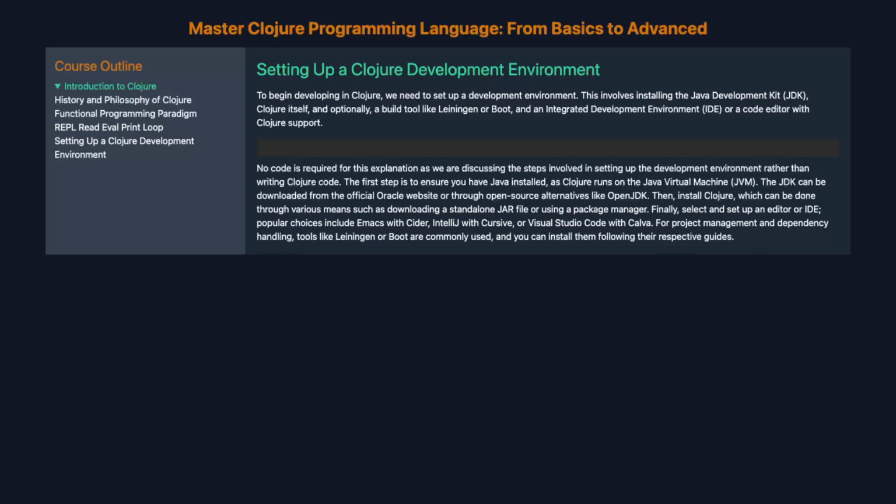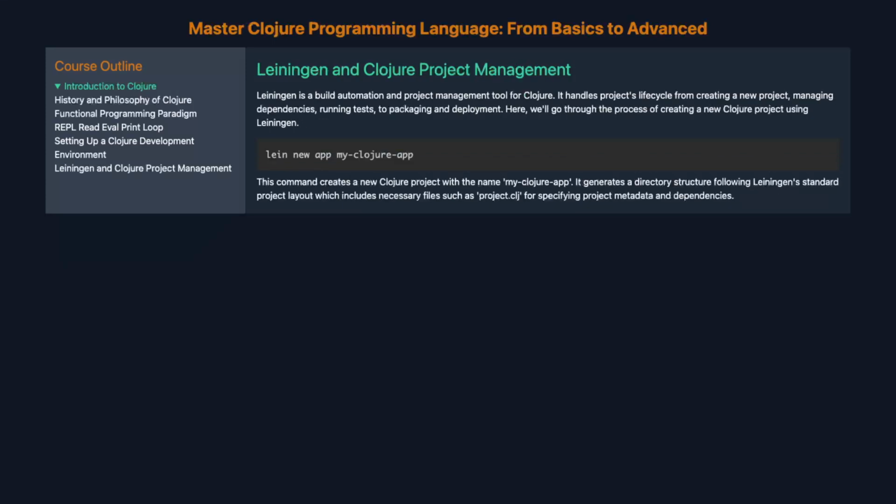Leiningen and Clojure Project Management. Leiningen is a build automation and project management tool for Clojure. It handles a project's lifecycle from creating a new project, managing dependencies, running tests, to packaging and deployment. Here, we'll go through the process of creating a new Clojure project using Leiningen. This command creates a new Clojure project with the name myClojure app. It generates a directory structure following Leiningen's standard project layout, which includes necessary files such as project.clj for specifying project metadata and dependencies.